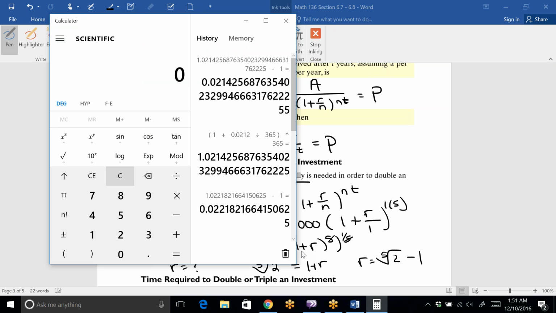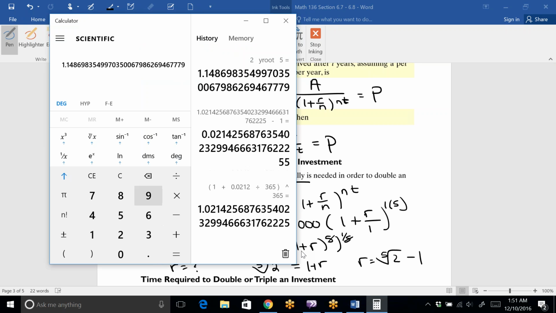So we would want to figure out what that is. So 2... I'm not sure if that's the right way to do that one. Let's see if it's the other direction.